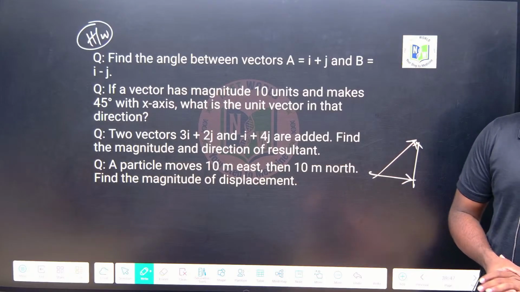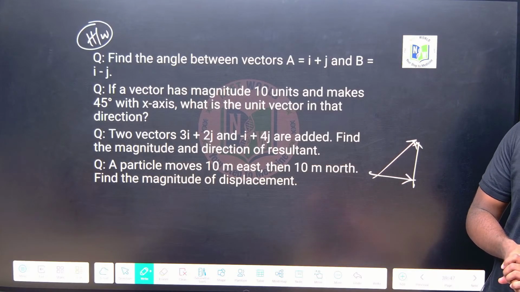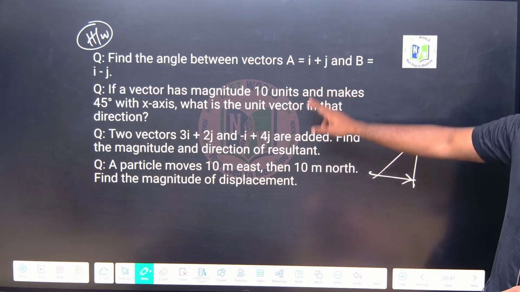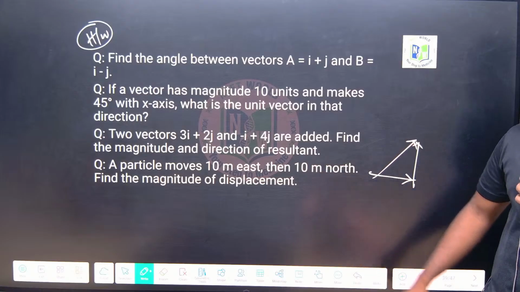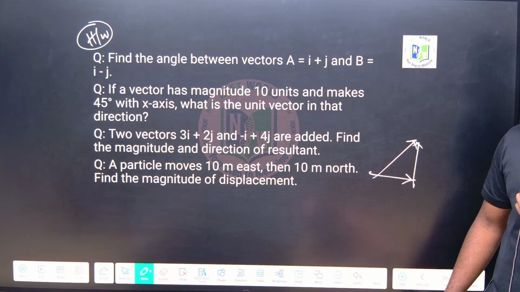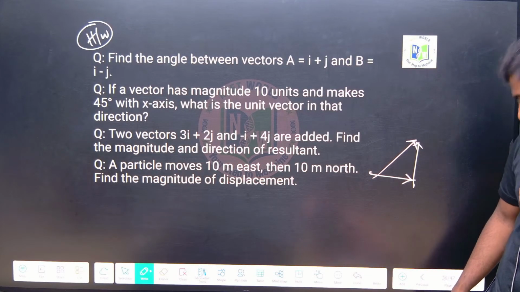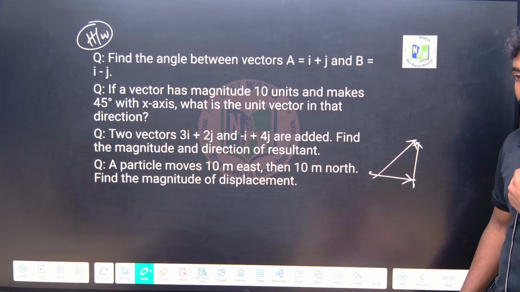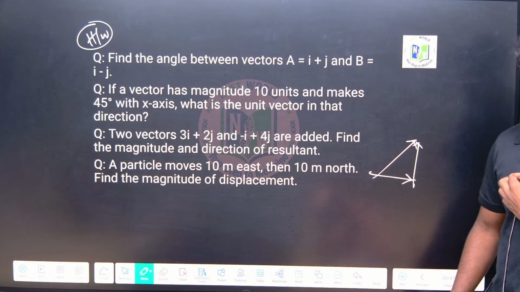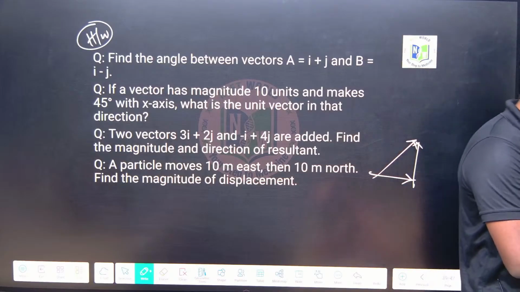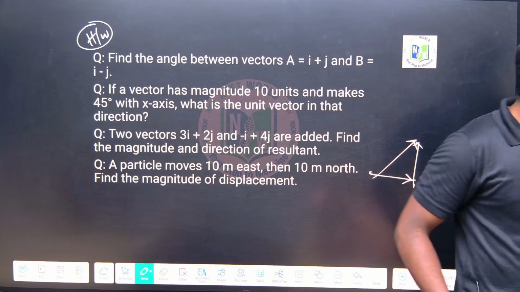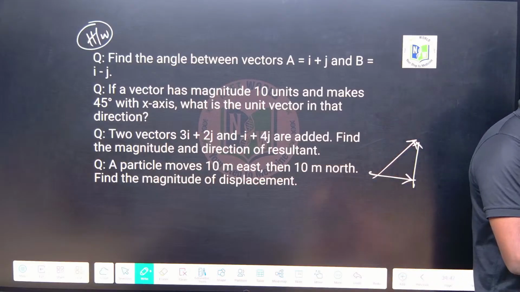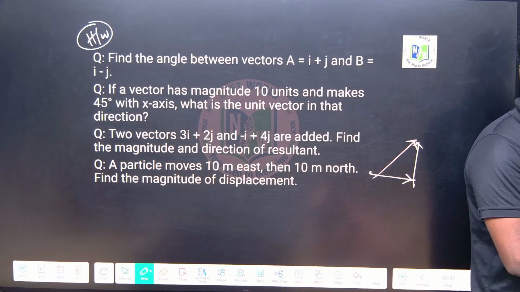So with this we'll conclude the basic mathematics. I need the answers for these 4 questions in the next class. Next is your chemistry class. Okay guys. Exam paper. Yes.